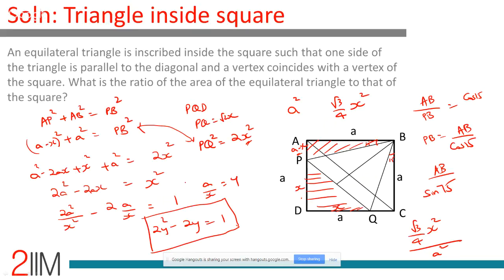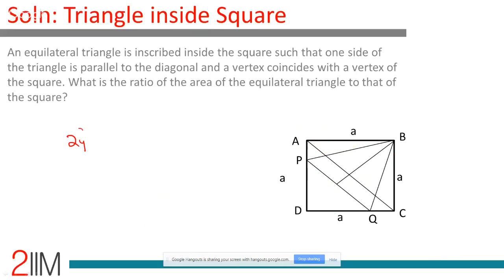So now we're dealing with 2y² − 2y − 1 = 0. Solve this and then get to it. You can use minus b plus or minus, or completion of squares and then simplifying. Any method works fine. So we can write this as y² − y − 1/2 = 0.